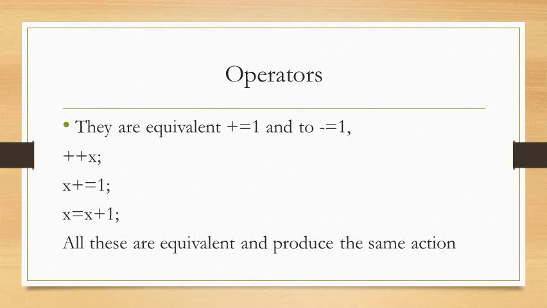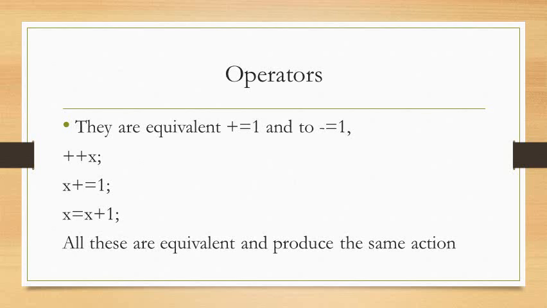Next one is the increment and decrement. How we use increment and decrement in C++. One of the common ones is the plus equal to 1 and the minus equal to 1. Let's take the first one. The plus equal to 1 can be represented in several ways. It can be plus plus x, that's the first one. x plus equal to 1. Then the third one, x equal to x plus 1.